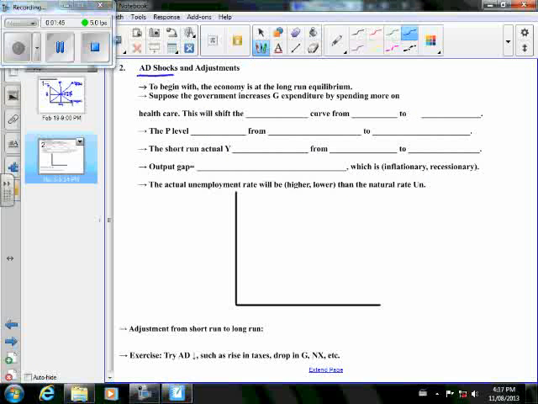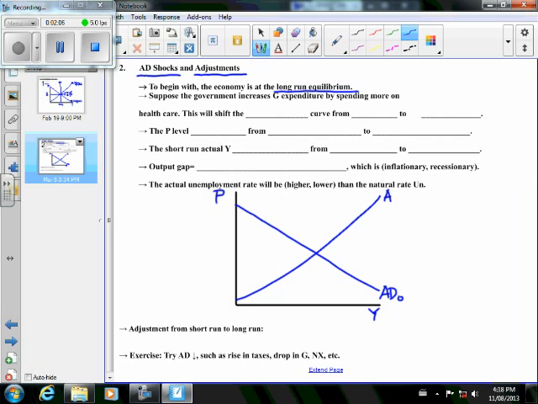Let us look at an aggregate demand shock in the short run and see how it would adjust in the long run. To begin with, the economy right now is in the short run and long run equilibrium. So let's draw this in. Price level, GDP, aggregate demand, initial, aggregate supply, initial, long run aggregate supply, Y0 equal to my YP, and P0, base year consumer price index, and let's call this point A.